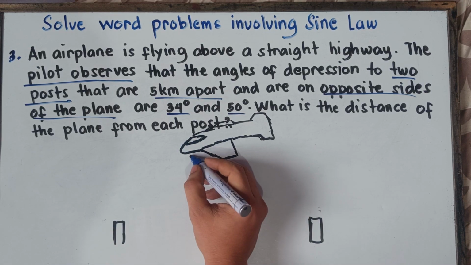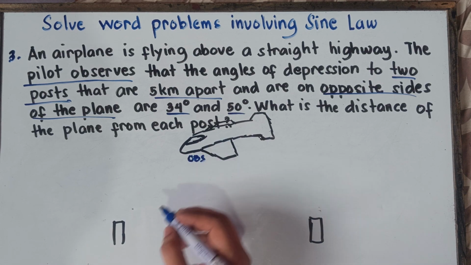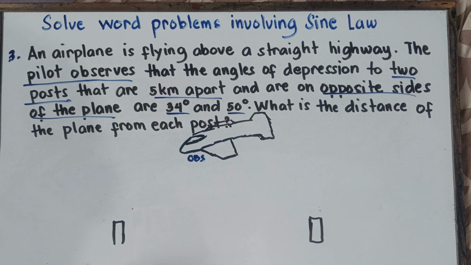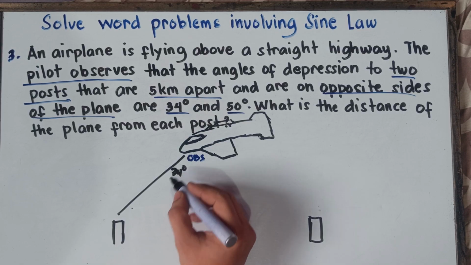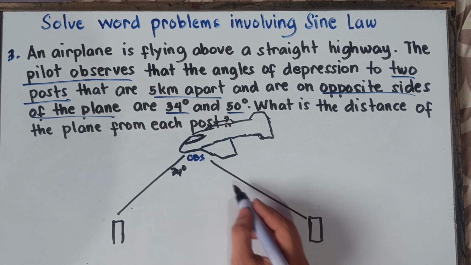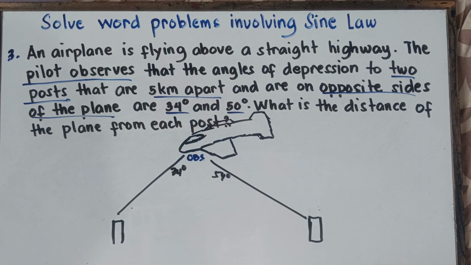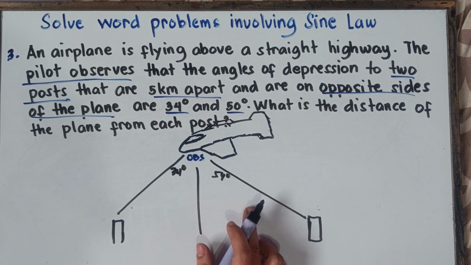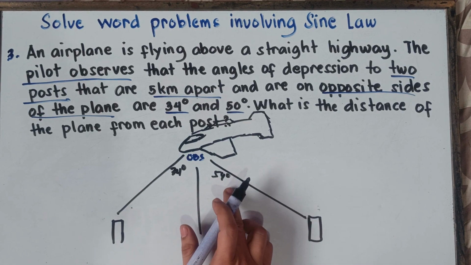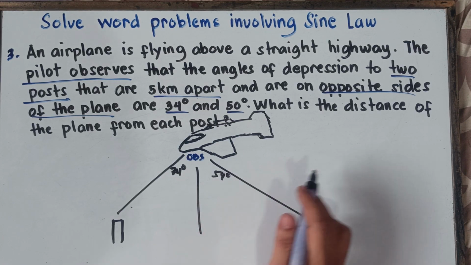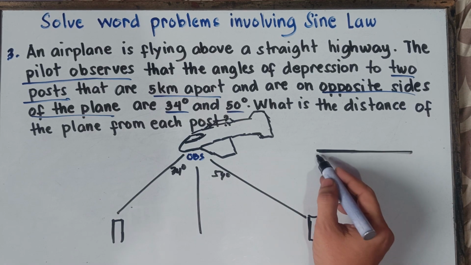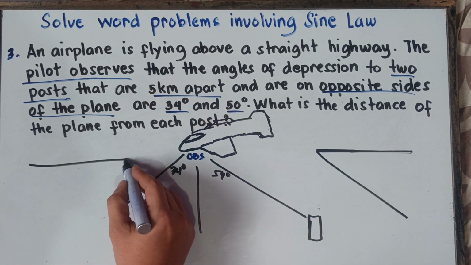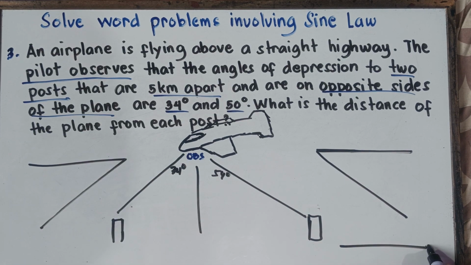Now, if this will be our observer, let me just assume this will be our observer right here, because we need to have the horizontal line. Once again, if you draw this one and say this is 34 degrees for the angle of depression, and the other one is 50 degrees, I'm sure you will commit a mistake. For the angle of depression and angle of elevation, you need to deal with the horizontal line. It's always the horizontal line and then the line of sight.